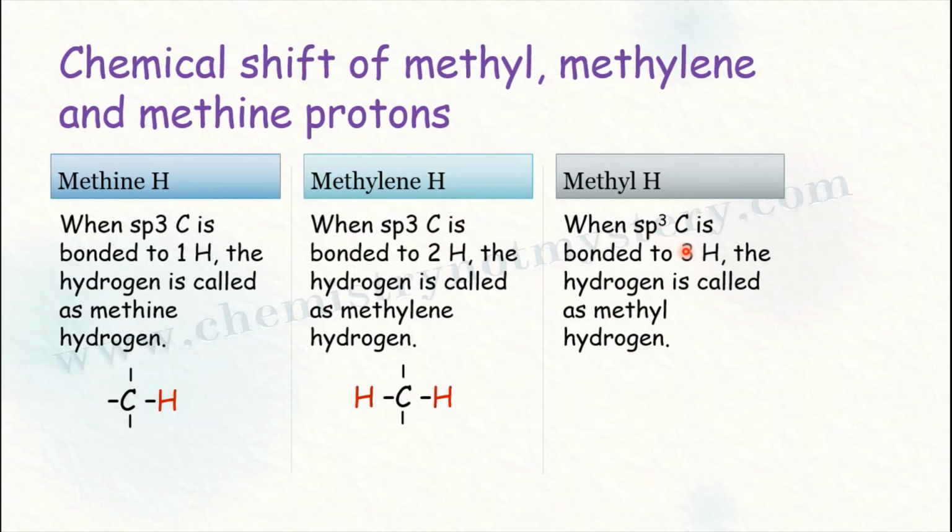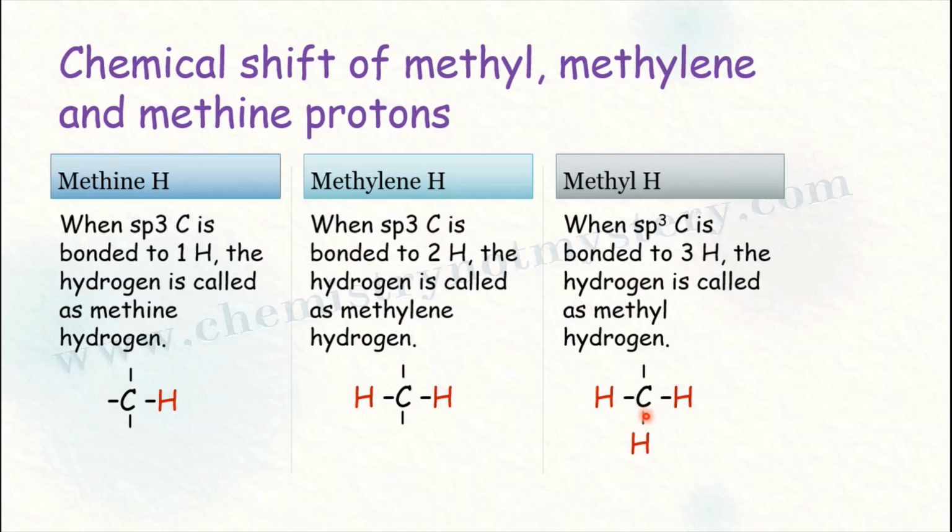And methyl hydrogen is the hydrogen bonded to sp3 hybridized carbon, which is bonded to 2 other hydrogens. Here, this carbon is sp3 hybridized and it is bonded to 3 hydrogens. So these 3 hydrogens are called methyl hydrogens.